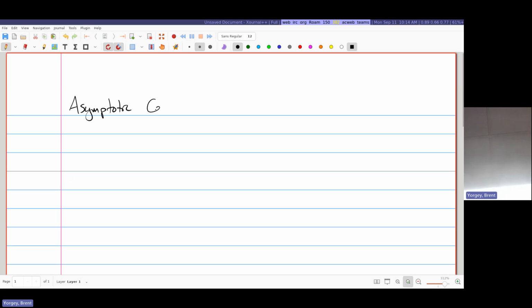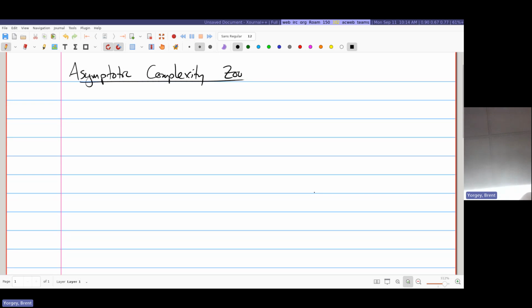Asymptotic complexity zoo. Alrighty, so number 1, constant time. Theta 1. Of course we could say theta 6, theta 1/2, it doesn't matter, we just say 1. So this is things that don't depend on the size of the input at all.